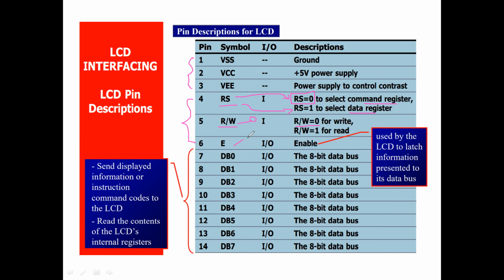Then enable. If you enable this particular pin, the data will be written on the display. If you do not enable this pin, nothing will be done. You have to enable this pin so that the LCD will take the data from the port and display whatever it wants to display. Right.